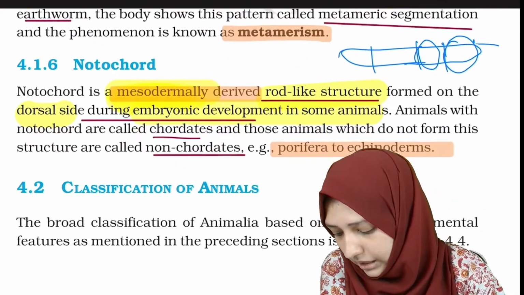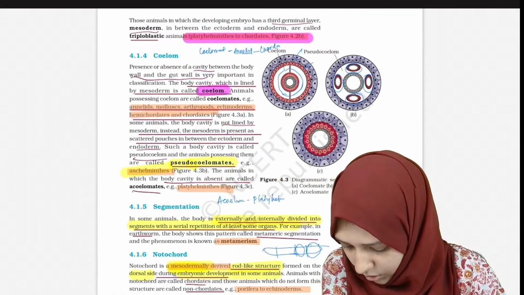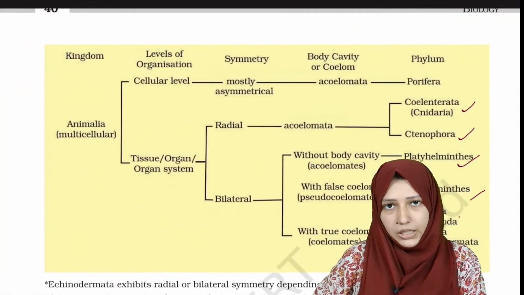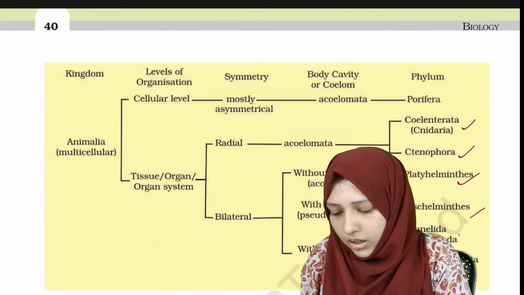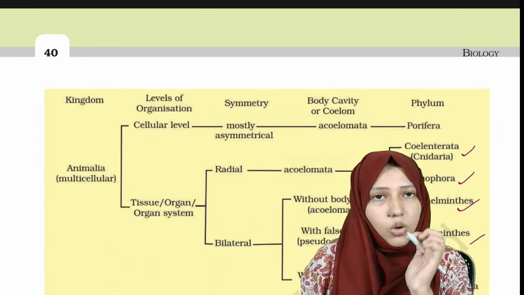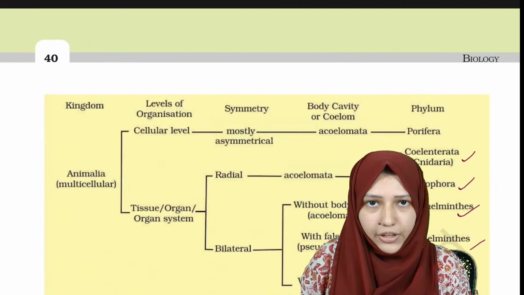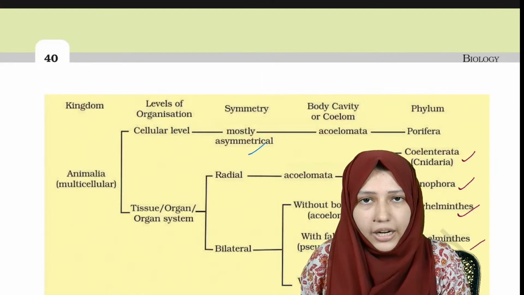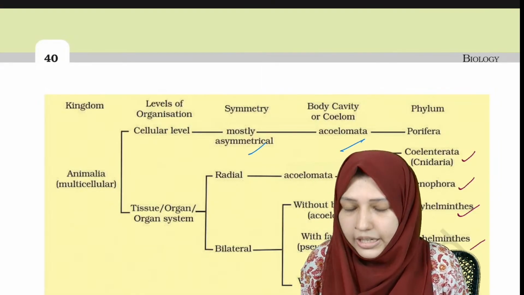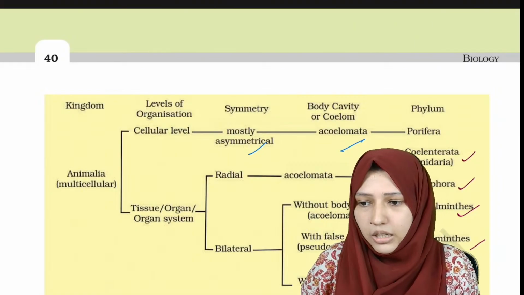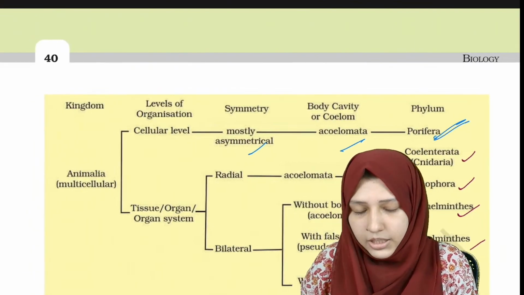Classification of animals. Now, what we have studied, we are going to summarize. Clear? This is the level of organization, cellular level. Who is in the cellular level? It is Porifera, meaning sponges. It will be mostly asymmetrical, as we said. It doesn't have a coelom because it doesn't even have a tissue system, so it is acoelomate. So the phylum is Porifera.